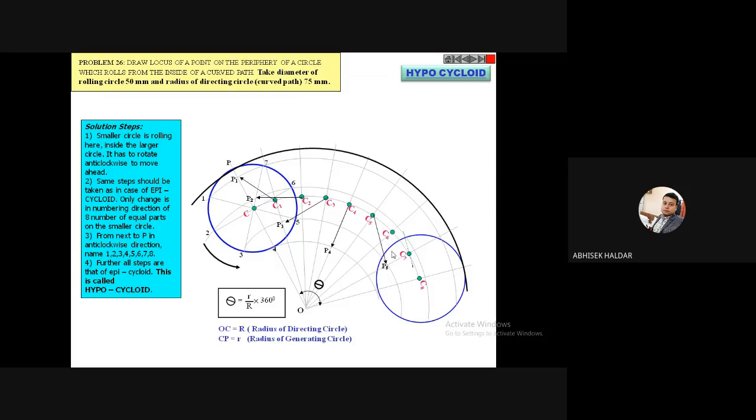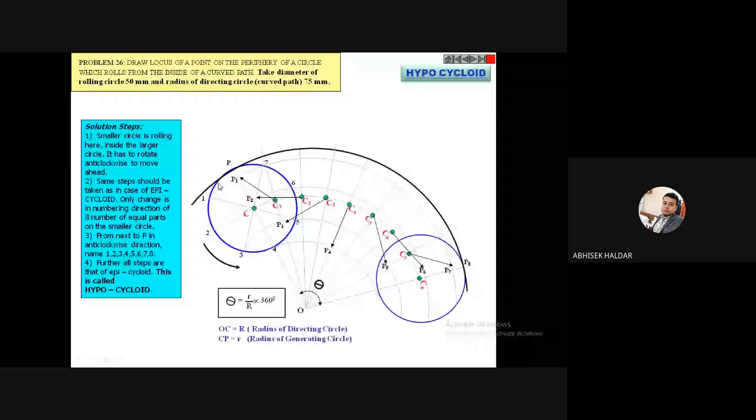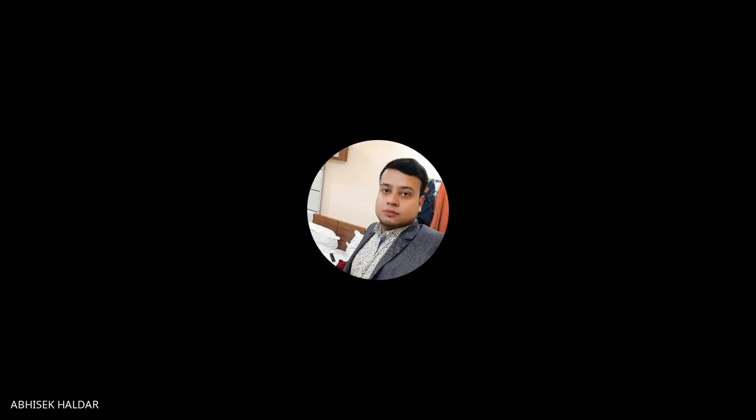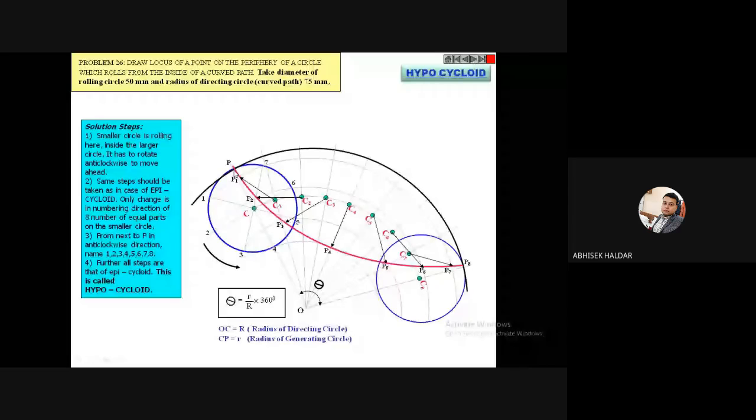From C6, the rest of the things are almost similar. It will be my P6. I am cutting the 2 6 line, and from C7 I am cutting again the 1 7 line, which is P7. And from C8 I will cut the 8th line, that means this directing circle. So if I join, I will get this type of curve, which is known as hypocycloid. Is this clear?